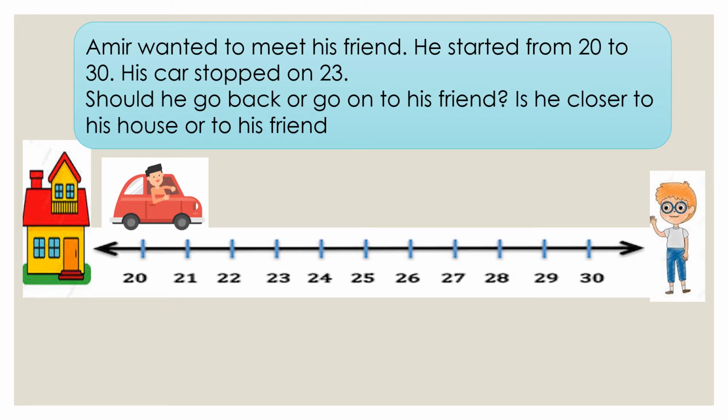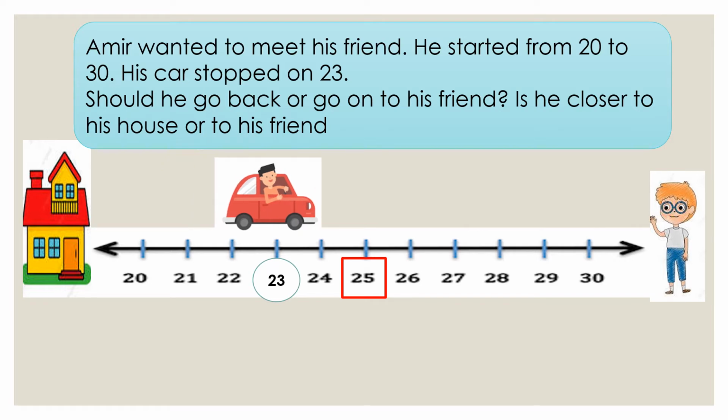He drove in the direction of his friend, but his car stopped, it broke down at 23. So what can you tell Amir? Shall he go back to his house, or shall he continue to his friend? Which is closer to Amir, his house or his friend?